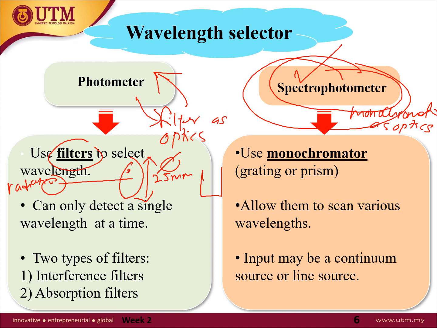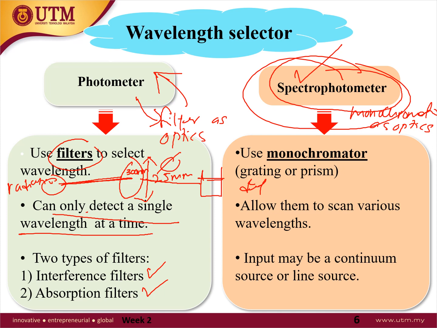For example, if this filter gives you a 300 nanometer wavelength, whatever comes out from here is only 300 nanometer. So from this white light, only 300 nanometer goes in, and then bombards your sample so that your sample can absorb, and then goes into the detector. It can only detect one single wavelength at one time. If you want to test 310, you have to change the filter. So we have two types of filter, interference filter and absorption filter.